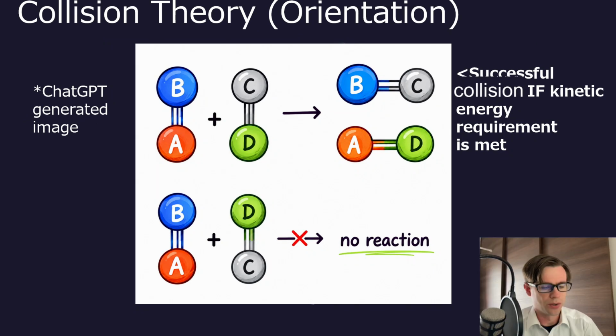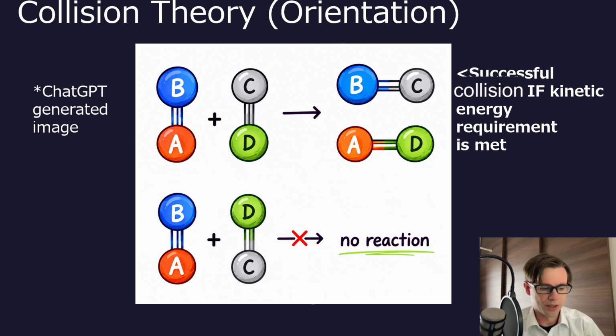All right, what about the orientation? Here's a little diagram to show this. If we have these two molecules, BA and CD, colliding together, if they collide in such a way that B hits C and A hits D at the same time, we'll get breaking of bonds and reforming in a very favorable way to get new products, BC and AD. This is a successful collision if the kinetic energy requirement is met. They have to smash into each other with enough force to break the BA and CD bonds and form the new bonds. If they're going too slowly, they'll probably just bounce off.